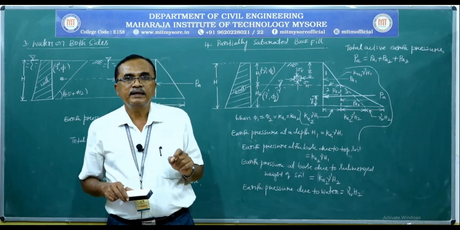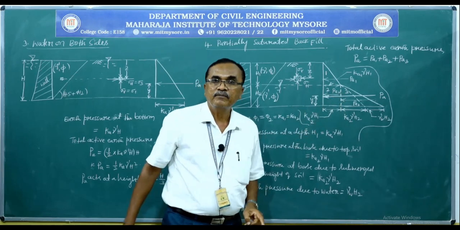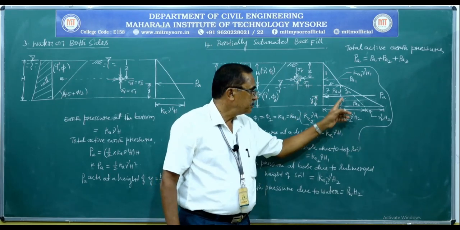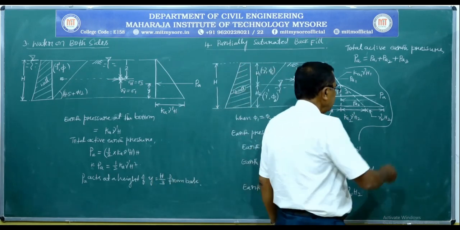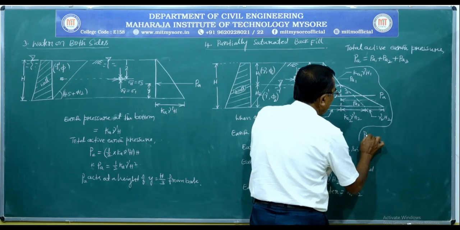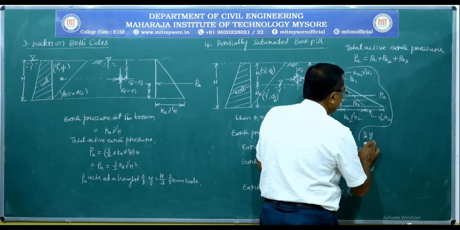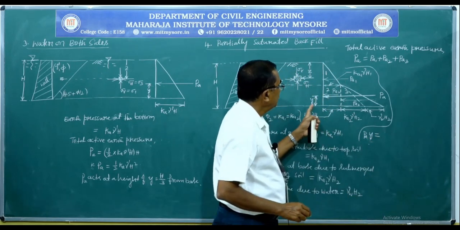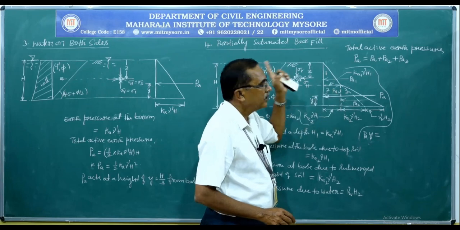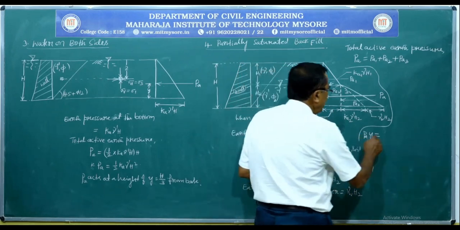So if you apply Varignon's theorem for these pressure components and PA, we will get the point of application, say this P. PA into Y is the moment due to the resultant. Resultant means total active earth pressure. PA into Y is equal to the moment due to these three pressures, PA1, PA2, PA3.